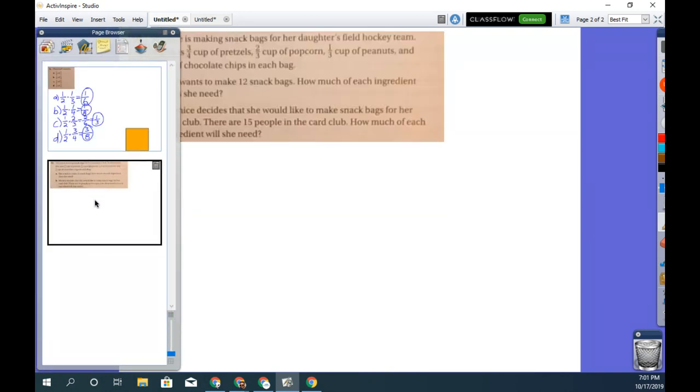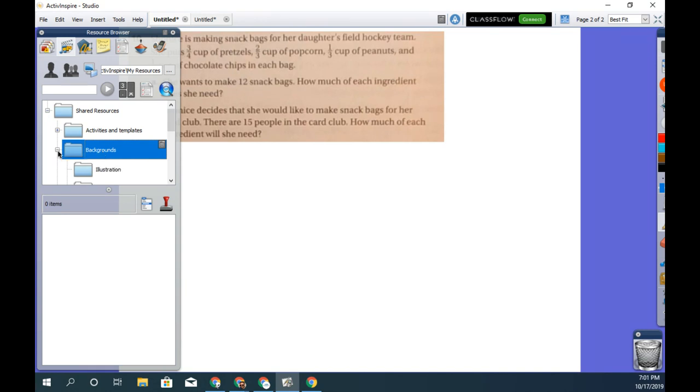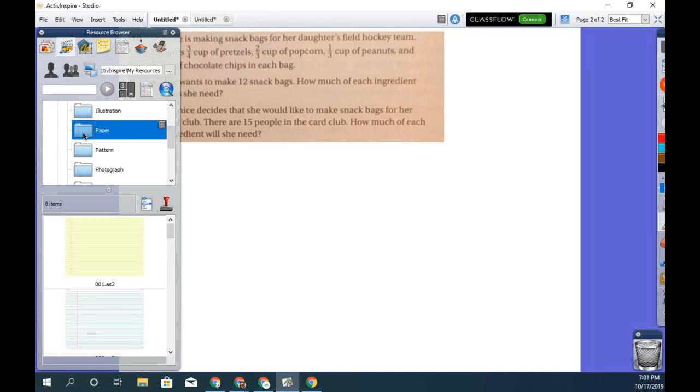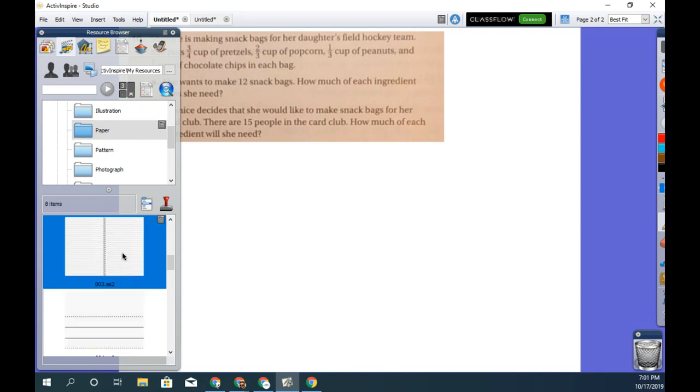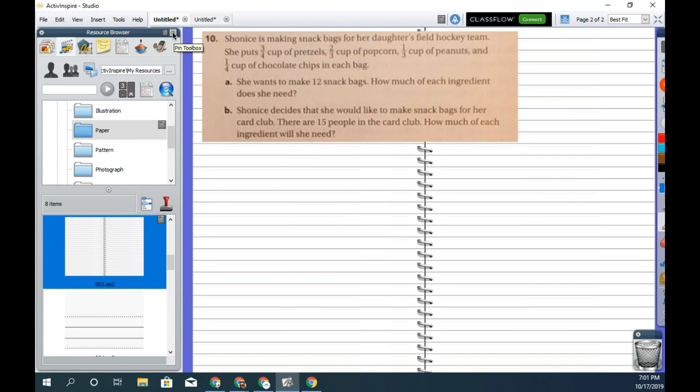All right. So speaking of lined paper, let's see if I can quickly import some lined paper here. Let's go ahead and pretend we are using a spiral here. All right. And here we go. Number 10.